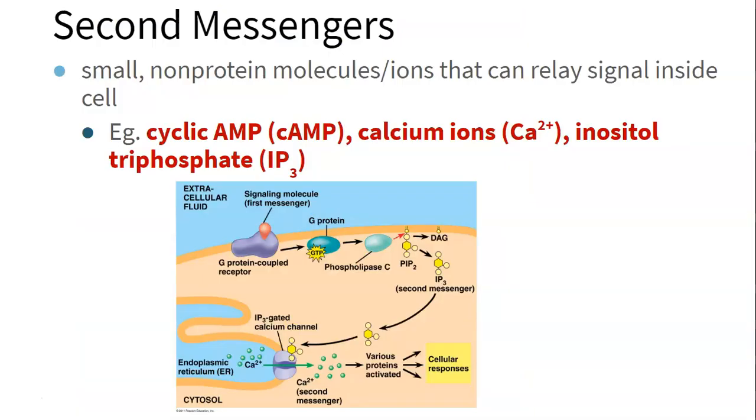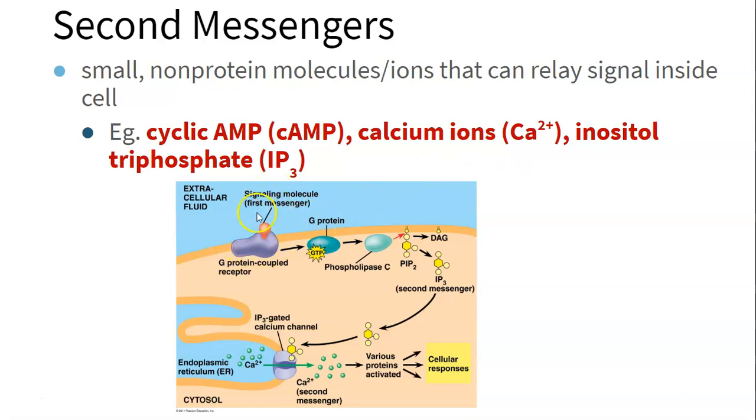Sometimes there's also second messengers. So a second messenger is where something in the cascade can act as a ligand for a different receptor. So cyclic AMP or cAMP is one example of a second messenger. Calcium is another, IP3 is another. But the idea here, in the picture below, it's IP3.